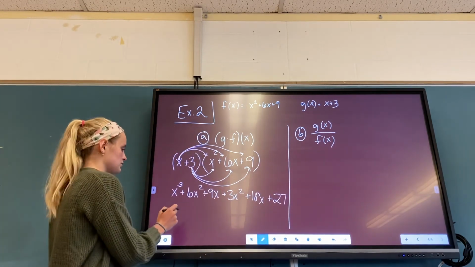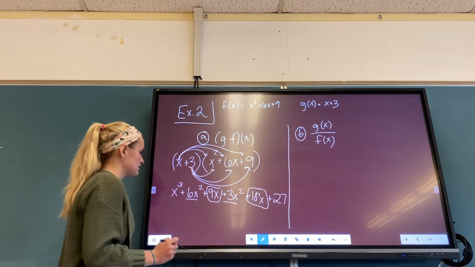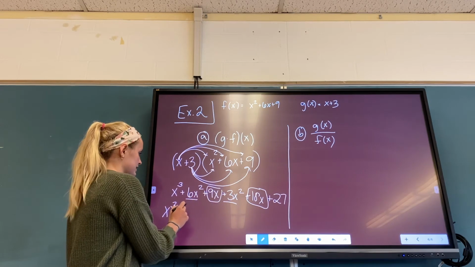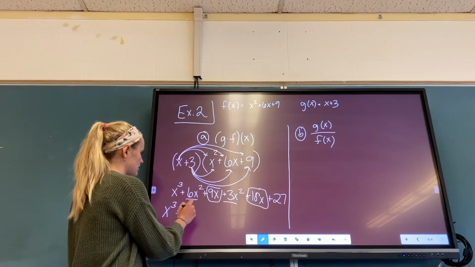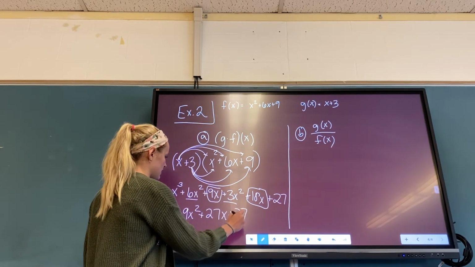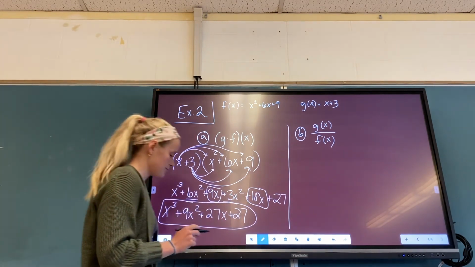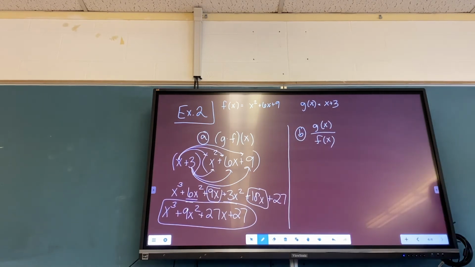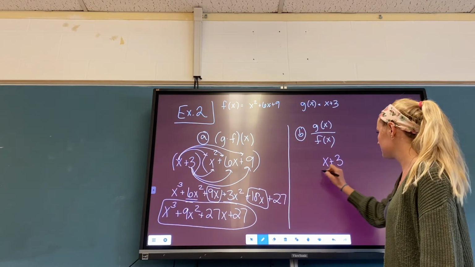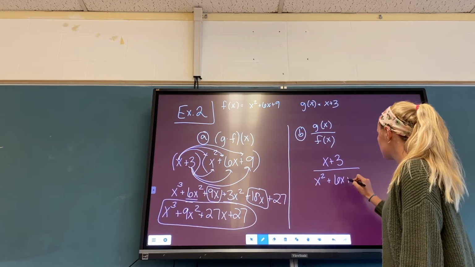Now we're going to combine like terms. I see x squareds and I see x's. There's only one x cubed, so we keep that in front. I see 6x squared plus 3x squared is 9x squared. 9 plus 18 is 27x, and then plus 27 at the end. And that is our answer. All right, time for the harder one. This time we have x plus 3 at the top, or g at the top. And we're going to divide by x squared plus 6x plus 9.